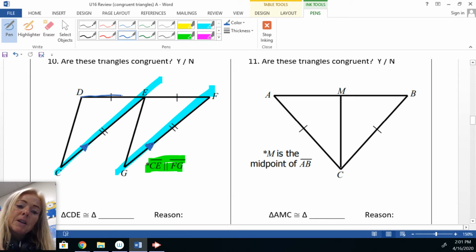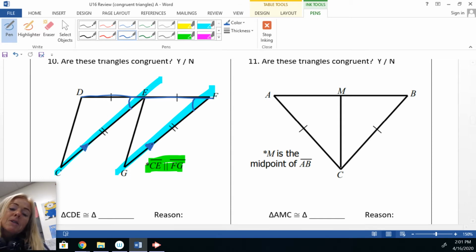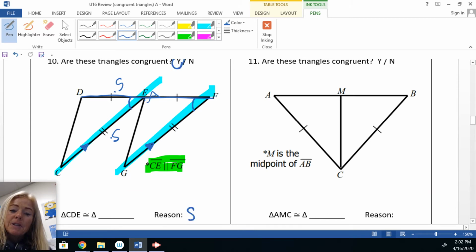Now this then becomes a transversal for the two parallel lines, and we know that corresponding angles that are attached to the transversal are congruent. So now we have a side angle side scenario, side angle side. So yep, they are. That one's a big yes, and the reason is side angle side.